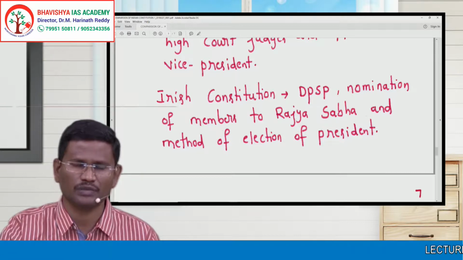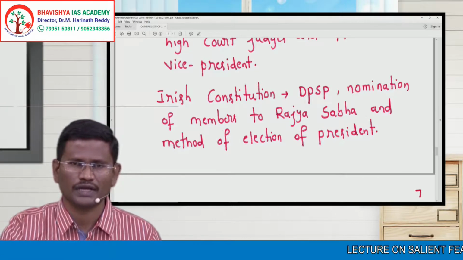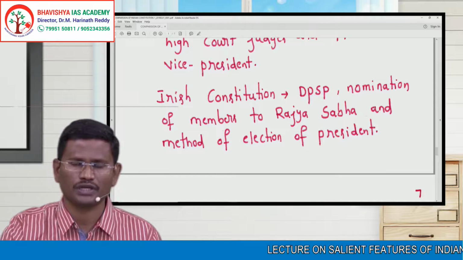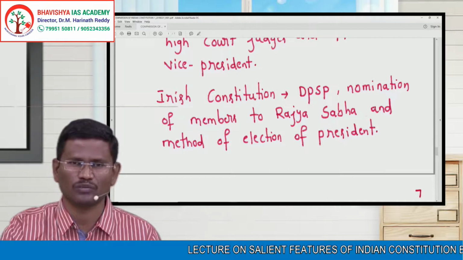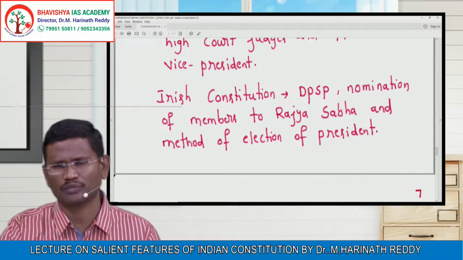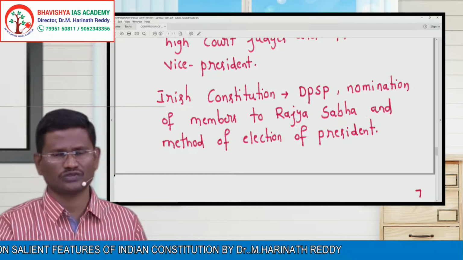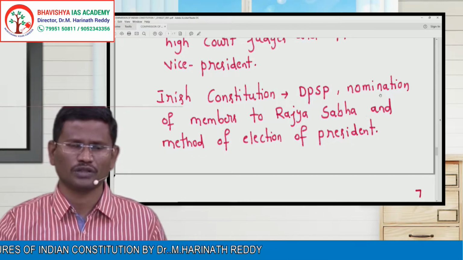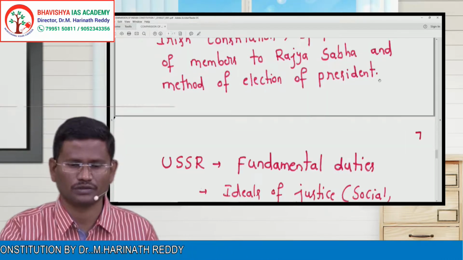And then the method of election of president. The president is elected by proportional representation by single transferable vote. The election of the president in India is based on proportional representation by single transferable vote. This is also borrowed from the Constitution of Ireland, Irish Constitution.